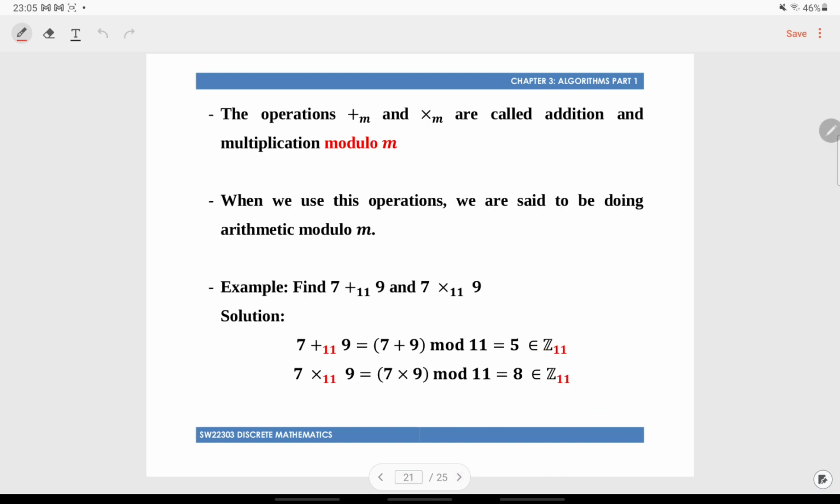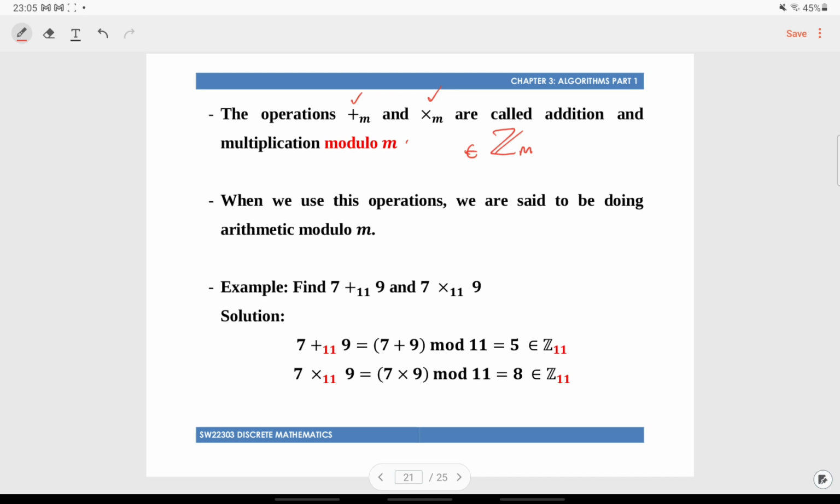Both operations, addition and multiplication modulo M, are denoted like this. These notations are called addition and multiplication modulo M, because we want the outcome to belong to the set of integers modulo M. When we use these operations, we are said to be doing arithmetic modulo M. So these operations are what we call arithmetic modulo M.